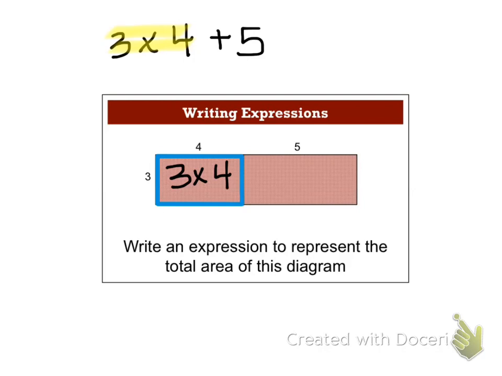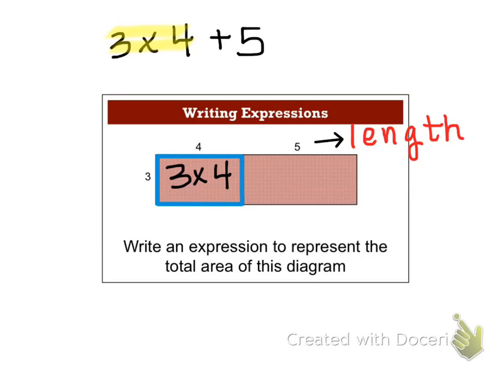Now, we also have this plus 5. That would be the second part of this expression that we would evaluate. But if we look at the number 5 in the diagram, that can be thought of as the length of the other smaller rectangle in the figure.